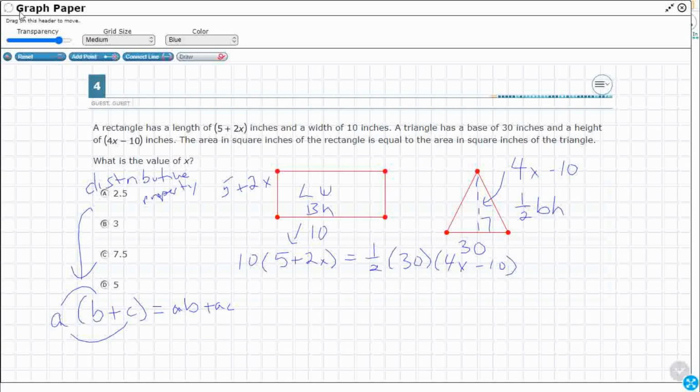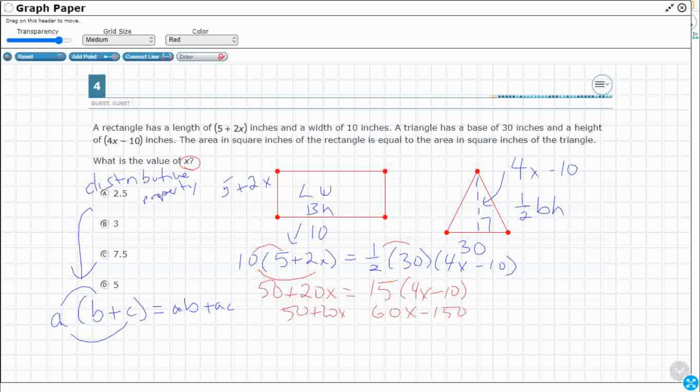So let's see what we can do with this, because we need to distribute on both sides and solve for x. Ultimately, that's what we're doing, trying to figure out the value of x. We're going to distribute that out. So 10 times 5 is 50, plus 10 times 2x is going to be 20x. You're just multiplying the coefficients. Now let's take 15 times 4x minus 10. 15 times 4x is 60x minus 150. And that's equal to 50 plus 20x.